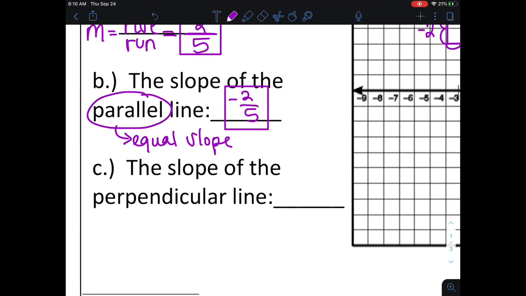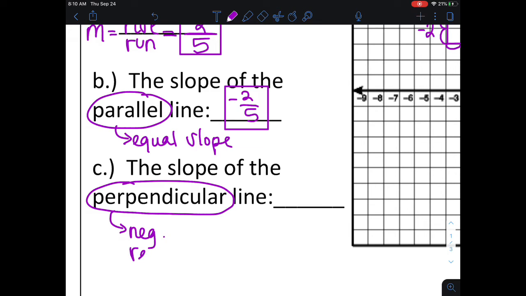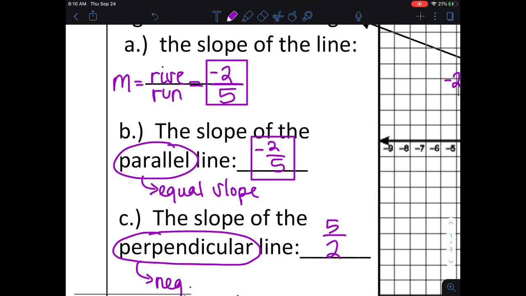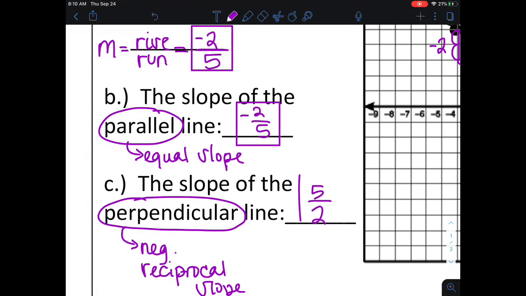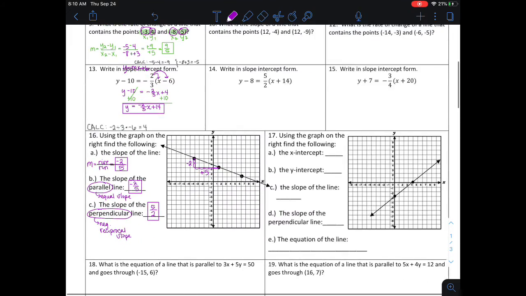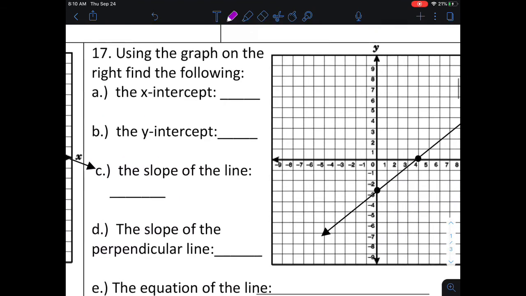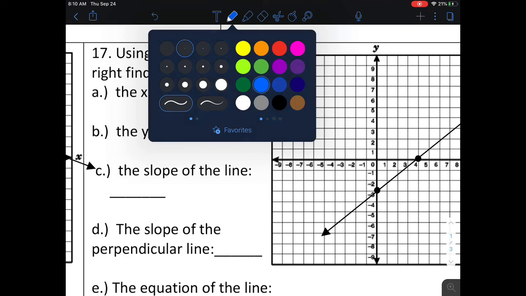Great. Now this one says perpendicular. Perpendicular lines have negative reciprocal slope, which means you need to flip and change. Flip, and since it was negative, now it's positive. Oops. So since the fraction was negative, now it's a positive fraction, and that's all you need to do for that.